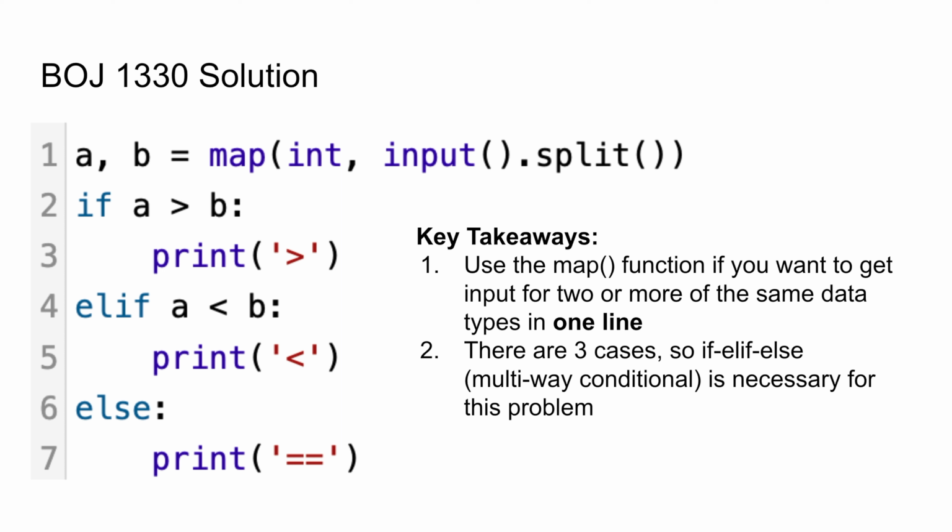So there are two key takeaways for this problem. First, use the map function if you want to get input for two or more of the same data types in one line. Second, there are three cases for this problem, so if, elif, else, or multi-way conditional is necessary for this problem.